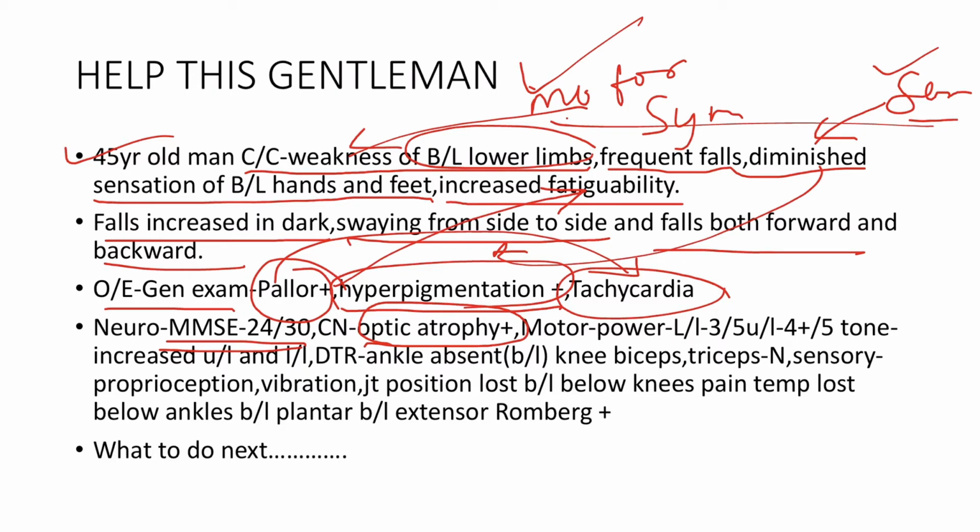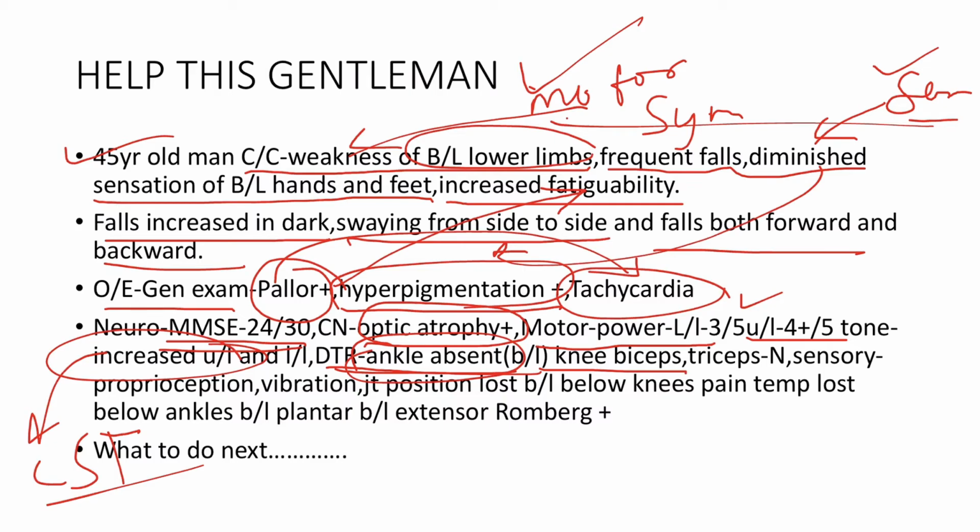Motor system examination: there was a power in the lower limbs of 3/5. In the upper limb, it was 4+/5. And the tone is increased. There is hypertonia in both the upper limb and lower limb, suggesting corticospinal tract affection. For the deep tendon reflexes, the ankle jerk is absent, and bilateral biceps, knee, and triceps are normal.